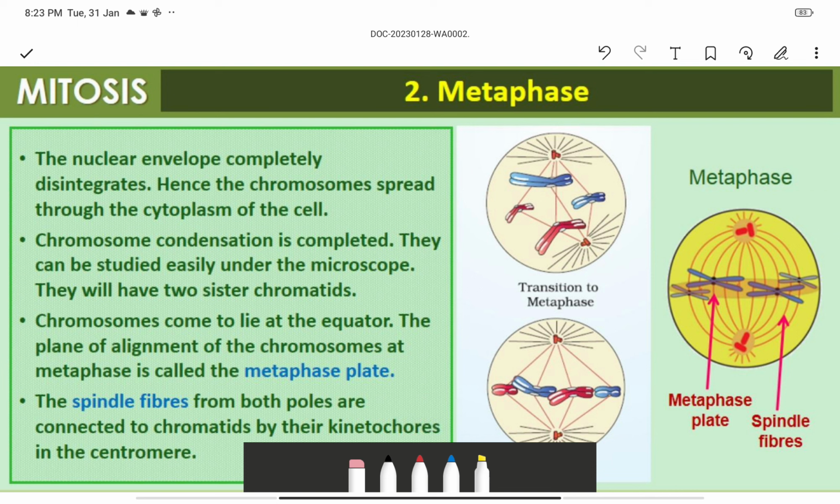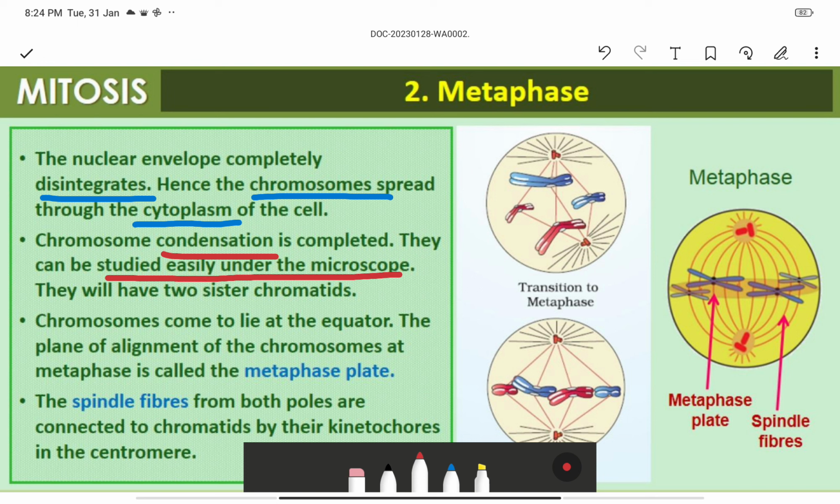In the metaphase, what are the main characters we find here? The nuclear envelope completely disintegrates. See here, the nuclear envelope completely disintegrates, and the chromosomes are spread through the cytoplasm of the cell. Here there is no nuclear envelope, and that is the reason they freely spread all over the cytoplasm. Chromosome condensation is completed. It was started in the prophase, and that condensation will be completed in the metaphase. They can be studied easily under the microscope.